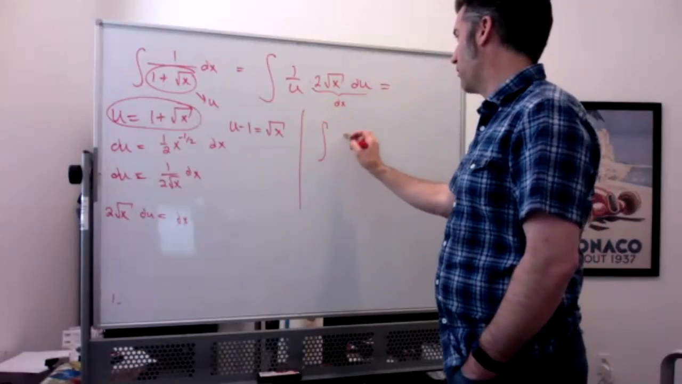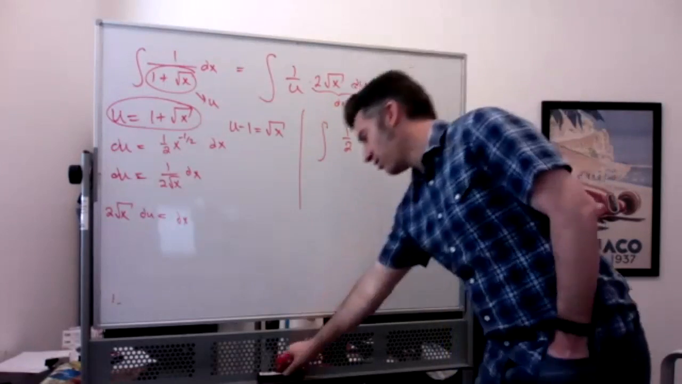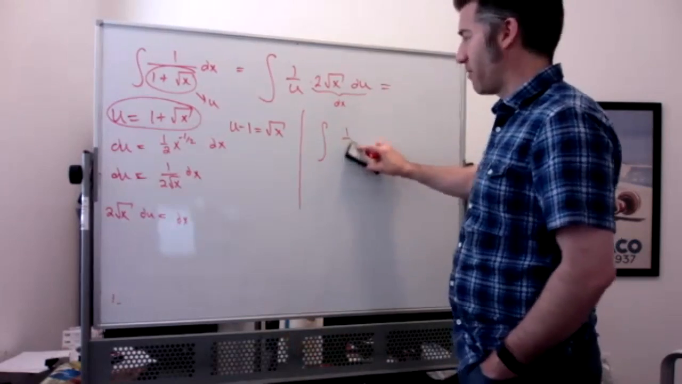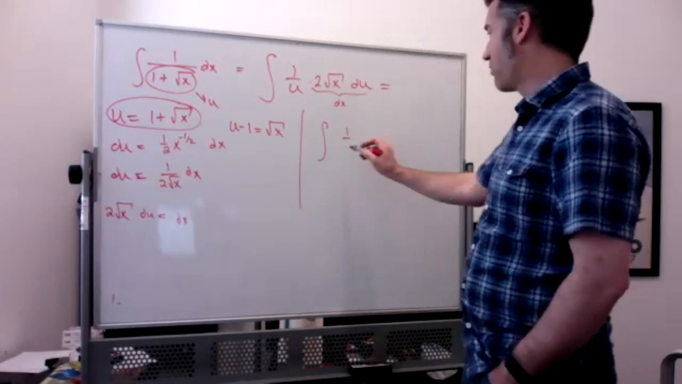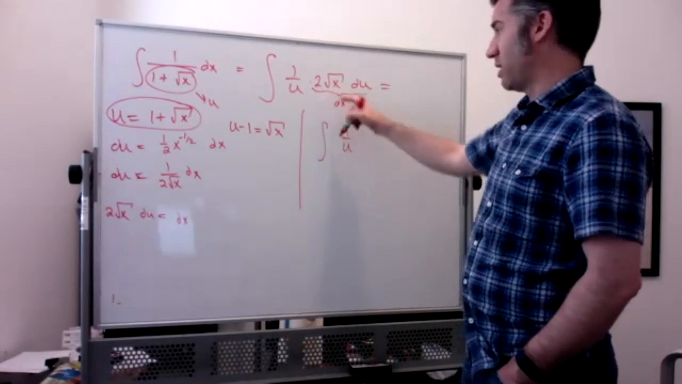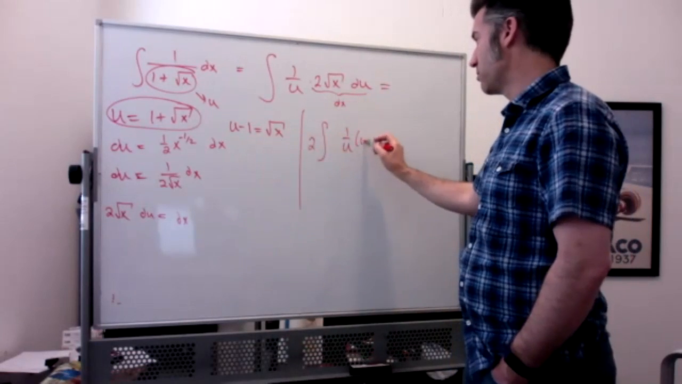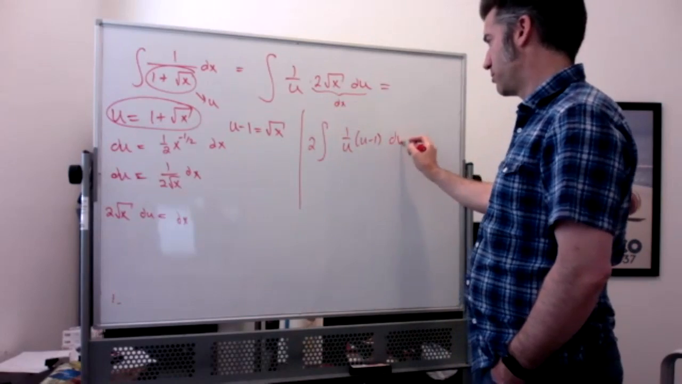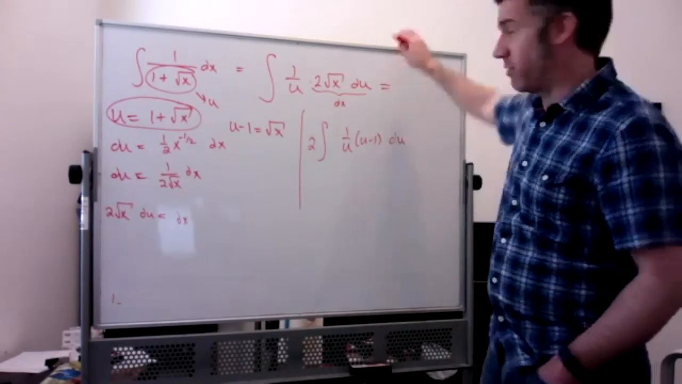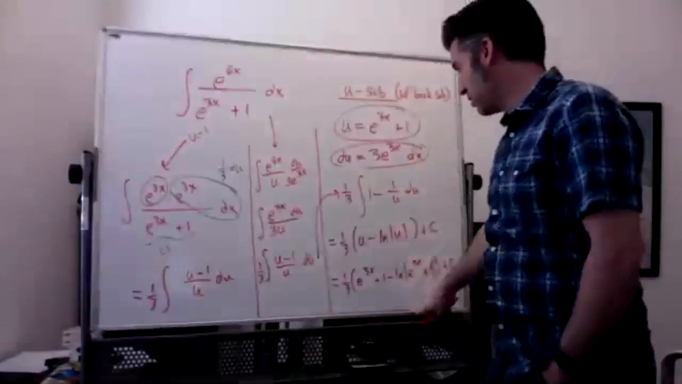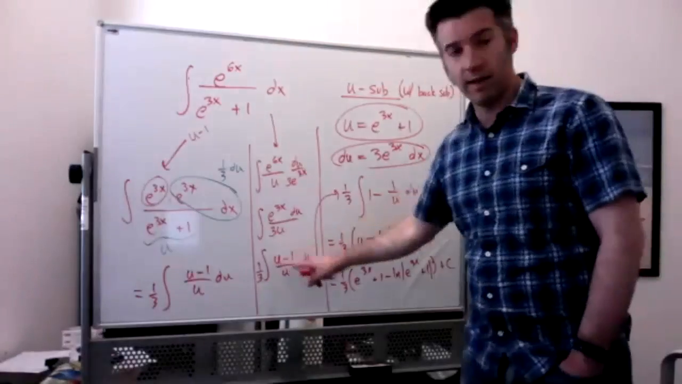the integral of 1/u. I keep saying a thing and writing the wrong thing. Sorry, 1/u times 2 root x. Let's bring the 2 out in front, and the square root of x is u minus 1. Well, this is actually the same integral we got to before. Again, this is the integral of u minus 1 over u.